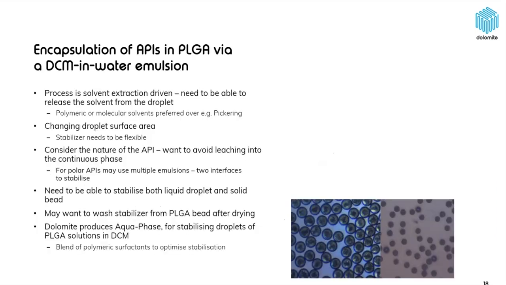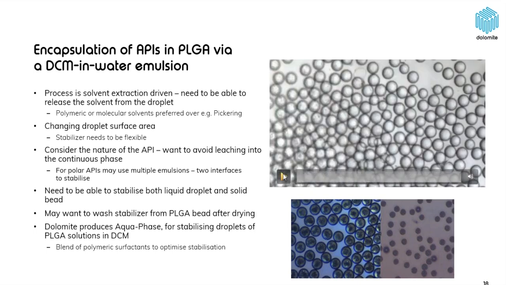Okay, so another example of application would be the encapsulation of APIs in PLGA particles via a DCM in water emulsion. This is something we've done a couple of webinars on before. The process itself is solvent extraction driven, so you need to be able to release that DCM solvent from the droplets, and that means that as you dry out the droplets, they will shrink and change in size. So typically, we tend to use polymeric or molecular surfactants in this case, rather than, say, Pickering emulsion, which changes size less easily. So you need a flexible stabilizer or combination of stabilizers.